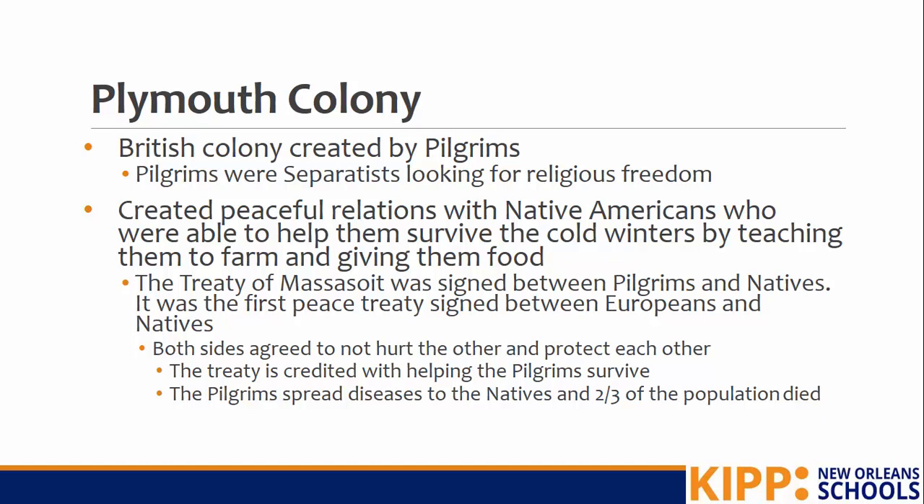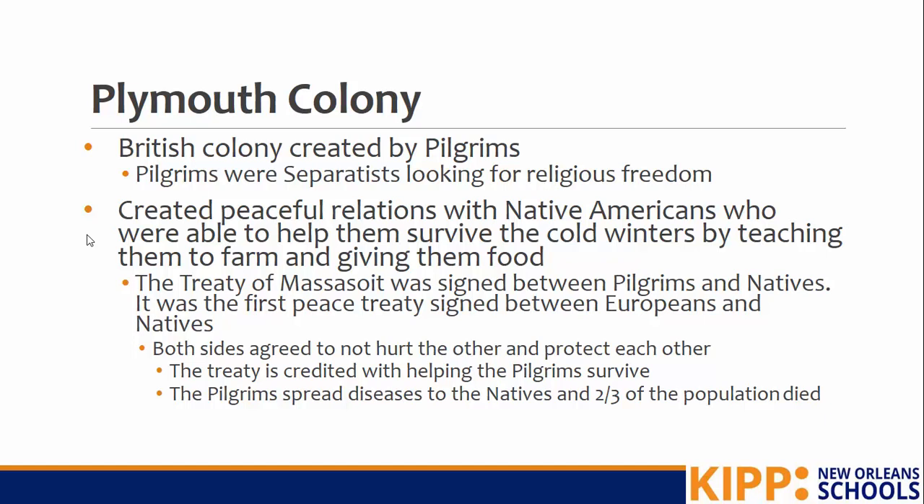The Plymouth colony is different than a lot of the other British colonies because they actually create peaceful relationships with the Native Americans. And the Native Americans help them survive the cold winters by teaching them how to farm and giving them food so they don't starve to death.